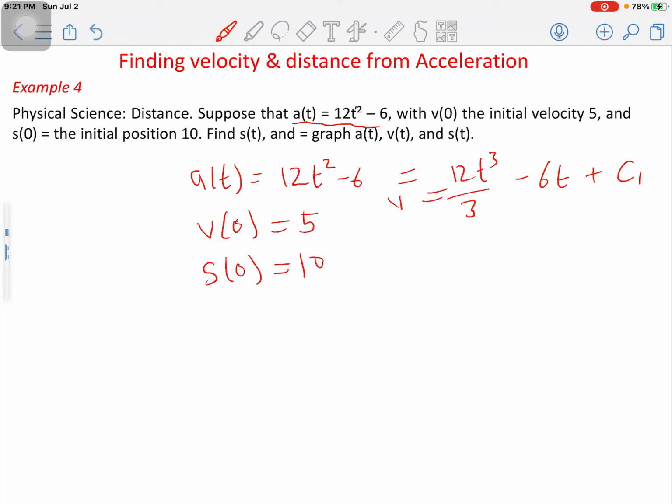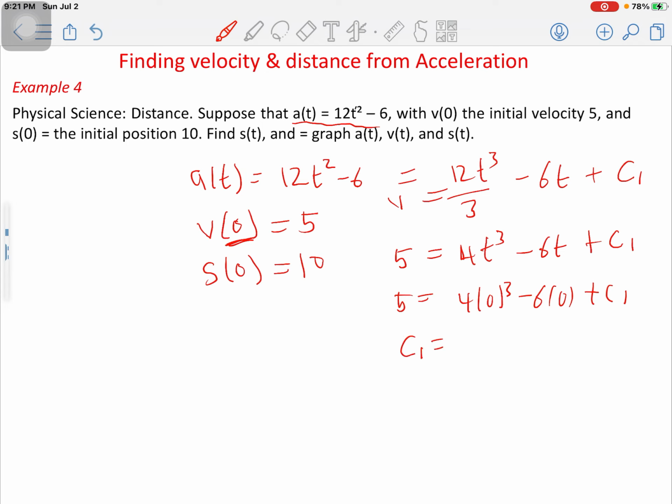V equals this. Now they are telling us that our velocity function at v of 0 is 5. So we can say that 5 is equal to 12 divided by 3, which gives us 4t power 3 minus 6t plus c1. And wherever we see t, you should plug in 0. So 5 equals 4 times 0 power 3 minus 6 times 0 plus c1. And at the end of the day, we are going to get c1 equal to 5. So that is our arbitrary constant of integration for the first integral.